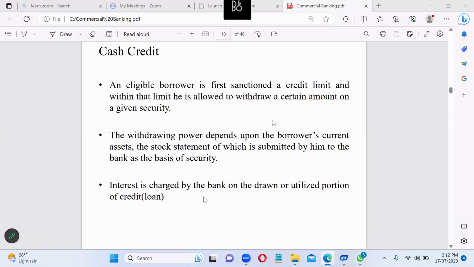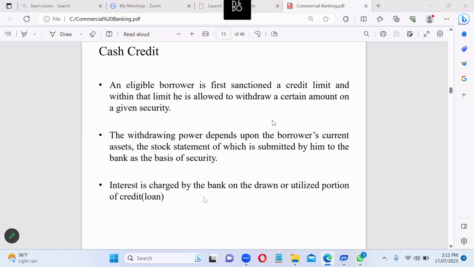The withdrawing power depends upon the borrower's current assets, the stock statement of which is submitted by him. Once you go to ask about the cash credit, you have to show your securities. Current assets means you have to show your fixed assets like land or a house as security. Then only you get the cash credit. Sometimes, if you maintain a business, you have to show your stock statement to the bank to borrow the cash credit. Without showing these securities, you cannot get it.